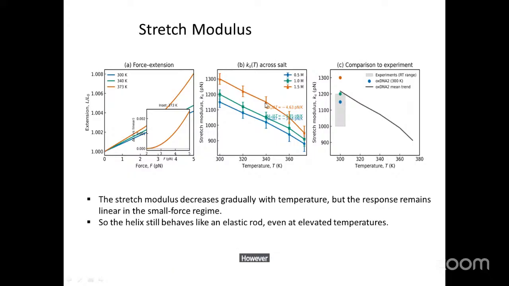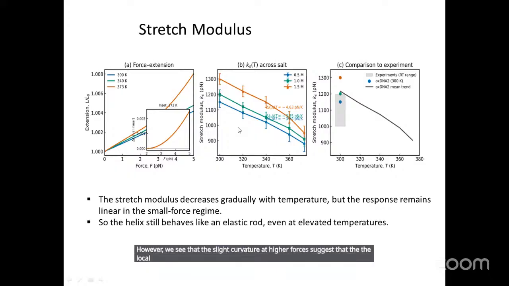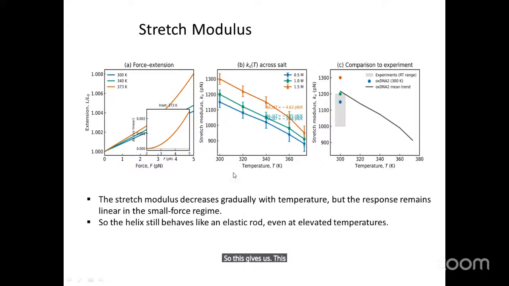However, we see that the slight curvature at higher forces suggests that the local soft regions are beginning to emerge. So this gives us the subtle signature of internal heterogeneity.